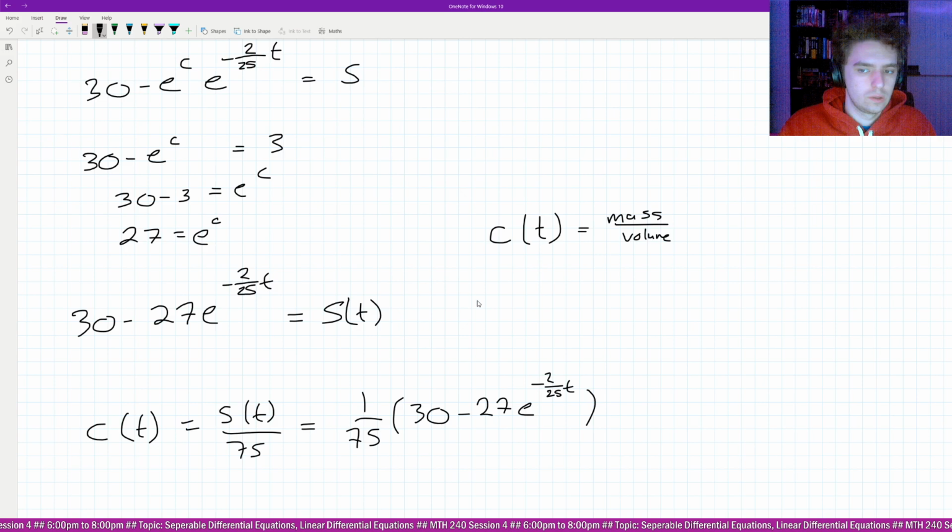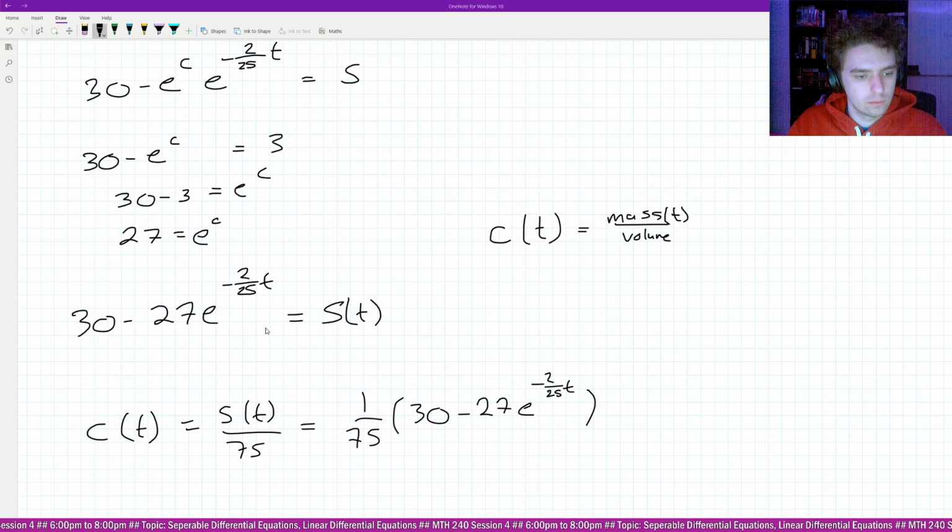Just to put it visually though, you just divided the mass over the volume. It's the concentration as a function of t. Because concentration by definition is mass divided by volume, so mass at time t is S of t, and volume at time t is 75. Yeah, it makes sense.